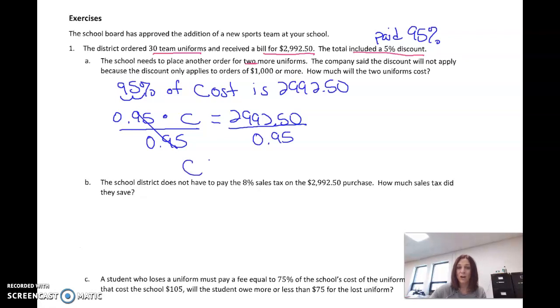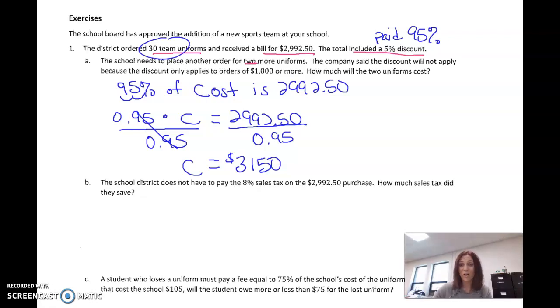That means our total cost is, you take 2,992.50 and divide it by this. Again, it's really helpful to write it like that because some of us are still switching these around. And that's going to work out to $3,150. That's our total cost. That's how much the 30 uniforms should have cost us.